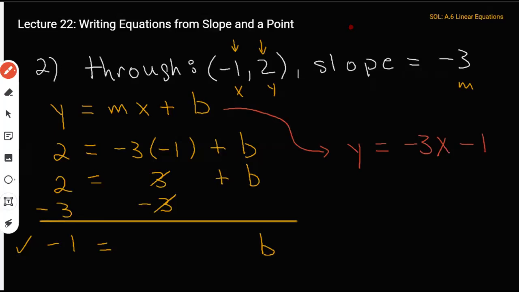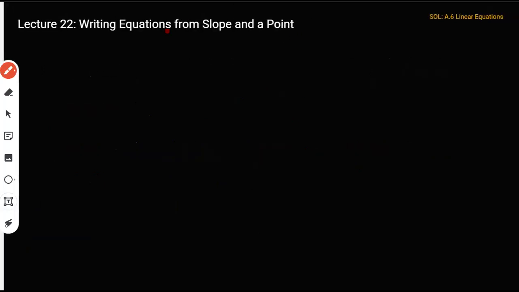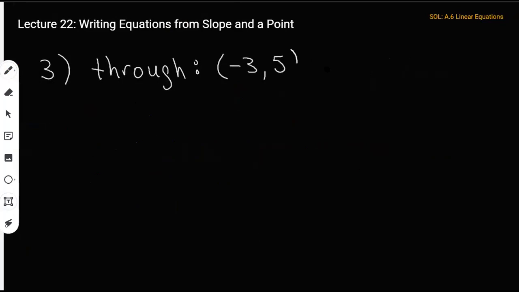All right, we're going to do another just like that. And then I'm going to show you what horizontal lines and vertical lines look like. We're going to do number 3. This line is going to go through the point -3, 5. And this time, my slope is going to be a fraction, but that's fine. I'll show you how to do it. It's going to be -2/3.